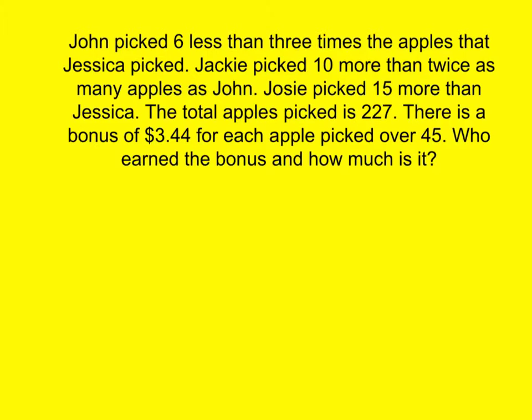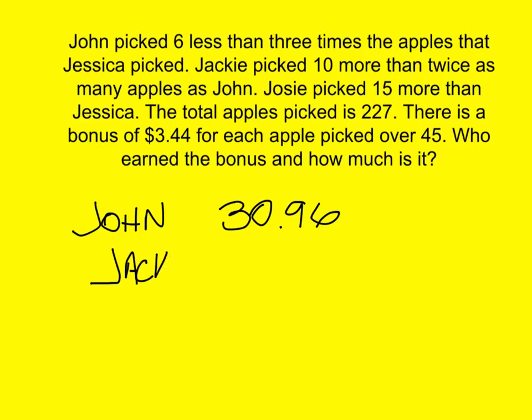The first one is John. John gets the bonus. He had 54, and if you multiply the amount he's over 45, which is 9, by $3.44, he will come up with $30.96. Jack is the other one, or is that Jackie? Jackie, yes, Jackie. Jackie ends up with $251.12. If you have both names and numbers, you can come up and get it.